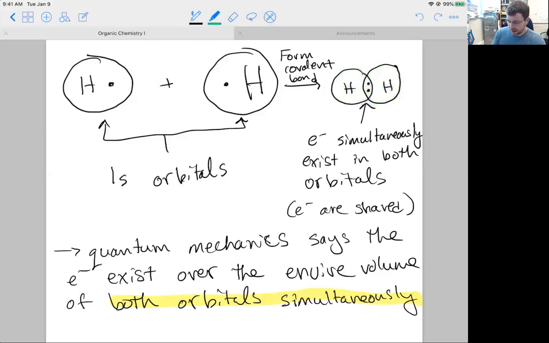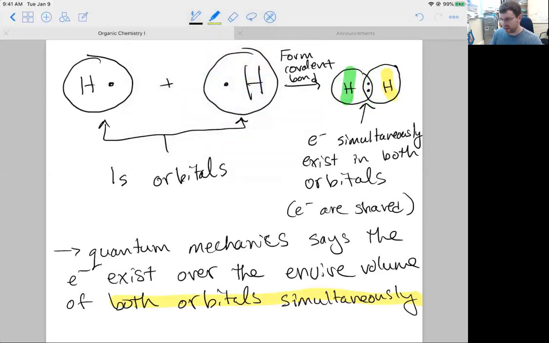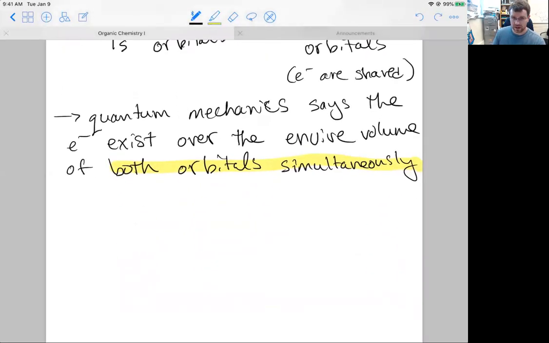Well, how can that be? How can you put the electrons over in this orbital and say that they're also over that orbital and that they're truly being shared? If they're in the green orbital, shouldn't they just be part of the green atom? Okay, let's look at that in a little bit better of a depiction, and that's called the molecular orbital.